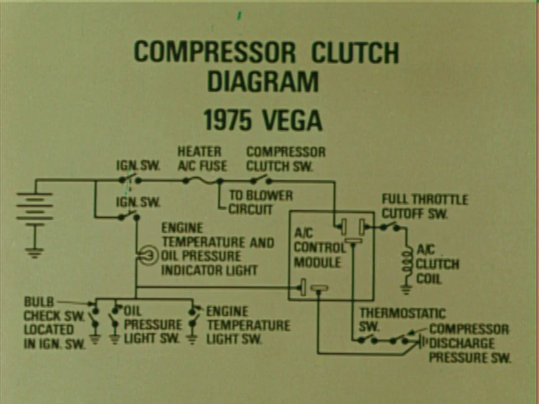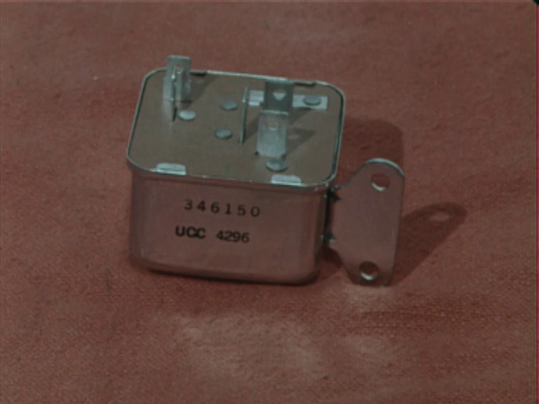Now let's examine the compressor clutch circuit on the 1975 Vega. As you can see from this diagram, the current flow in the circuit is quite different from the 1974 model. Note that in the 1975 system, the time delay and the AC relay have been replaced by an AC control module. The AC control module provides a 2 to 5 second time delay of compressor clutch engagement and also prevents clutch operation while cranking or when the engine overheats.